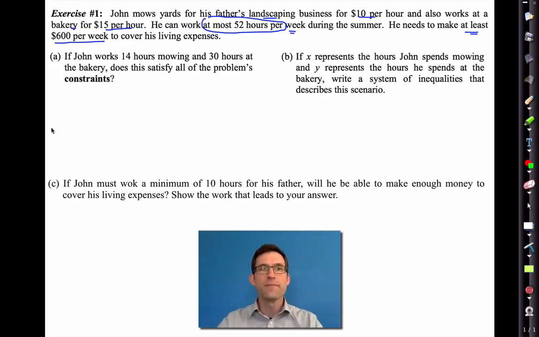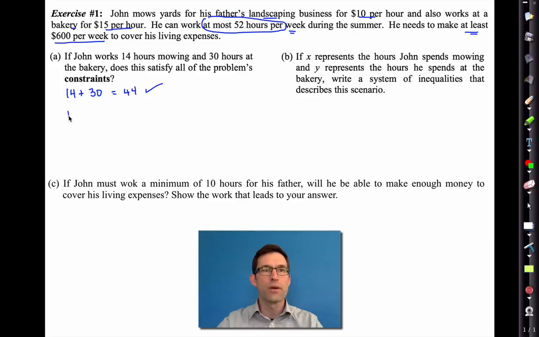Let's take a look. Something that's pretty easy: let's see if he's worked too many hours. So 30 plus 14 gives me 44. He can work at most 52 hours, so that works. Let's see if he made enough money.